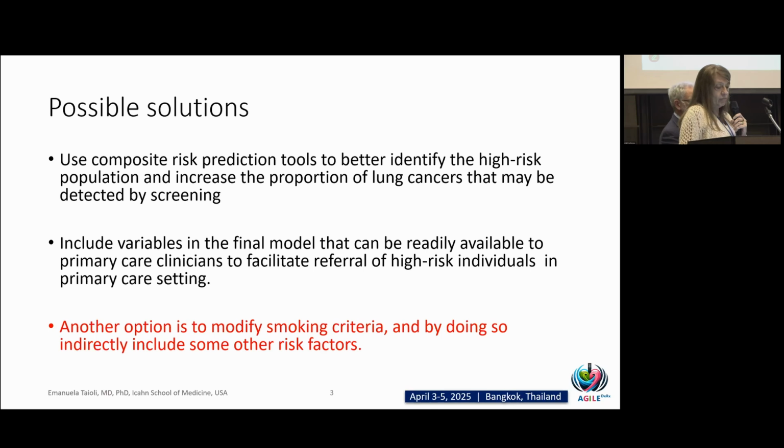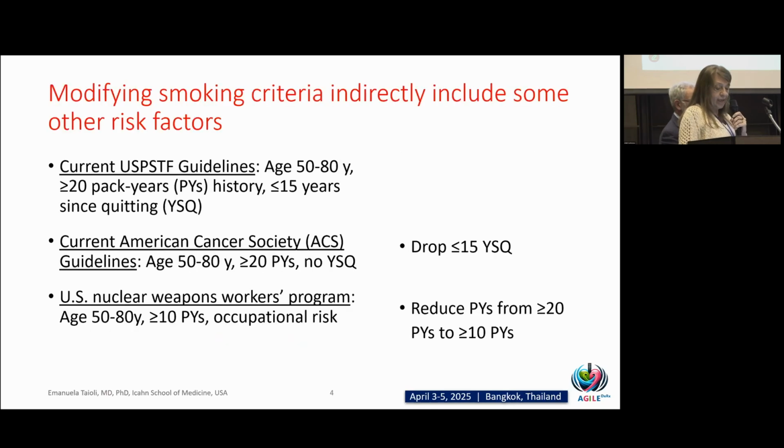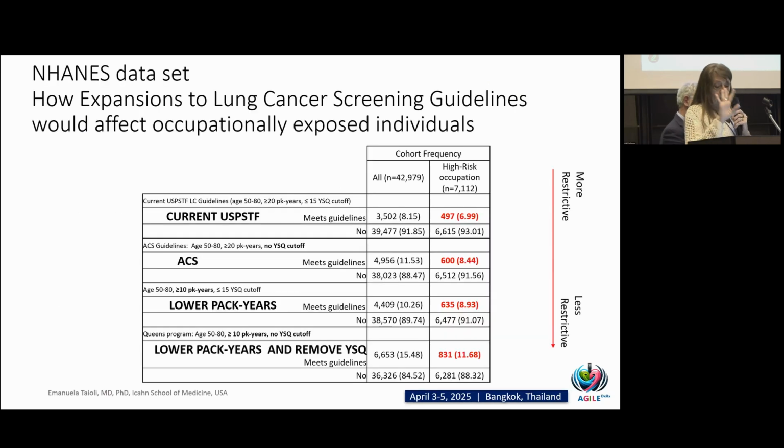We kind of did that by modifying the risk criteria on the National Health Survey in the US, just to see whether the idea was good or not. And basically, I'm not going to show you the data, but for example, if we go with the less restrictive smoking criteria, indirectly, we pick up a lot of occupational exposure. So that could be one way to go. So we can propose that as a possibility.